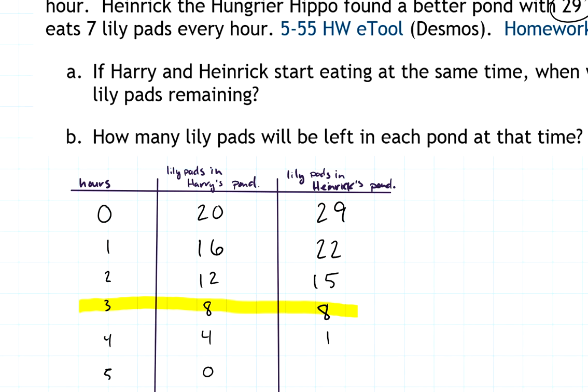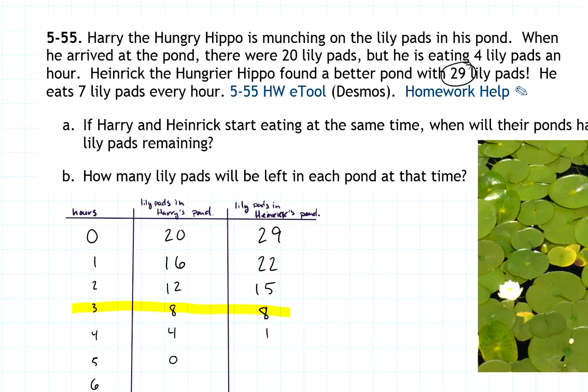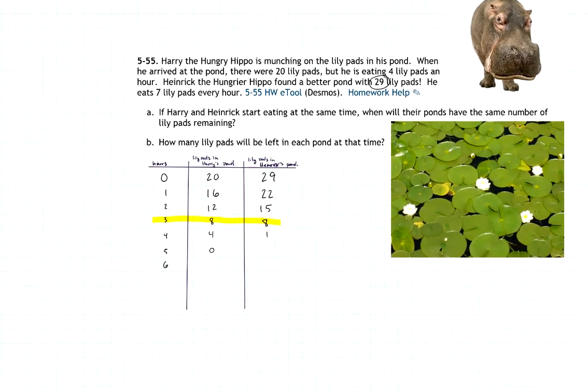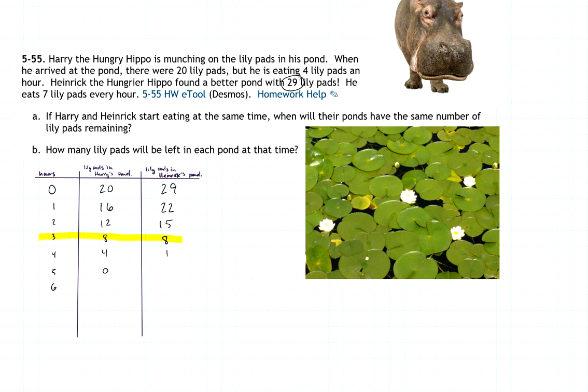So I think that's the question, right? It says, when will their ponds have the same number of lily pads? Well, their ponds would have the same number of lily pads after 3 hours. And how many lily pads will be left in each pond at that time? Well, they would each have 8.